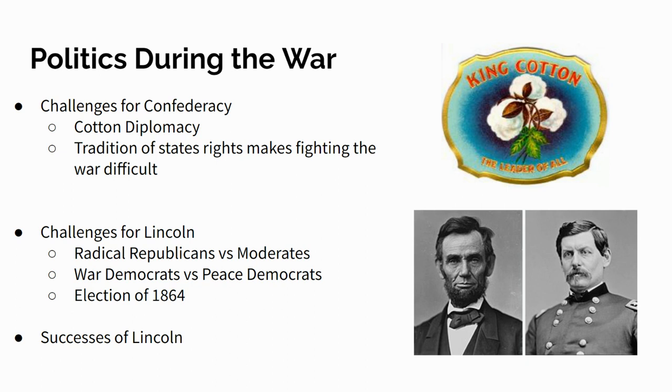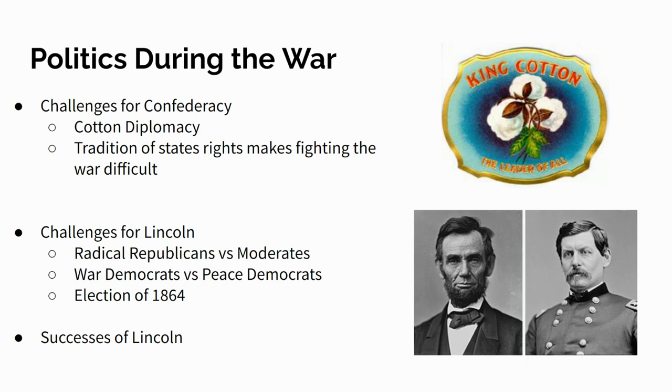Okay, so challenges for Lincoln: there are a lot of radical Republicans that want to end slavery. They're abolitionists. They want to end slavery right now. And then there's moderates. And then there's also still Democrats, right? There are people called war Democrats that support the war, but they don't think Lincoln's handling it well. And then there's peace Democrats who don't want the war to happen at all, and they think Lincoln should find a way to get peace to happen.